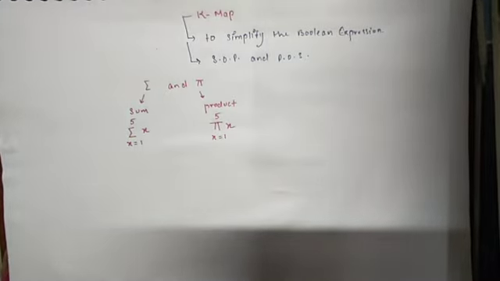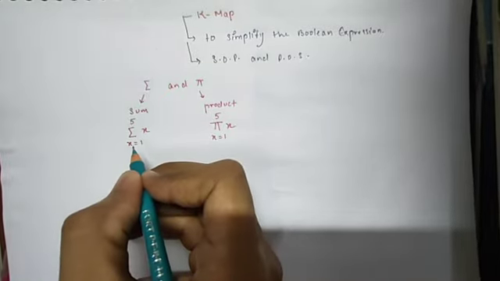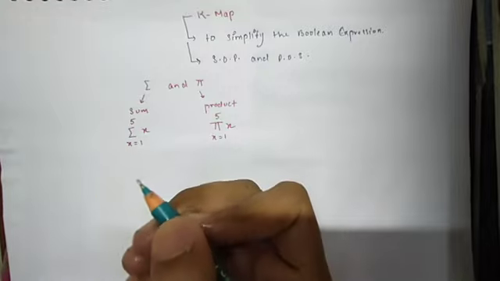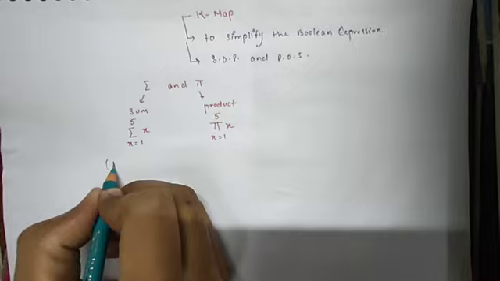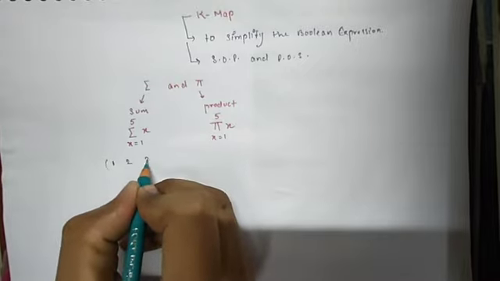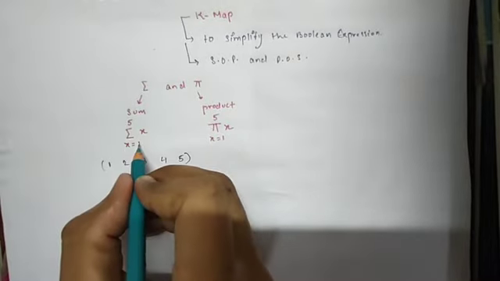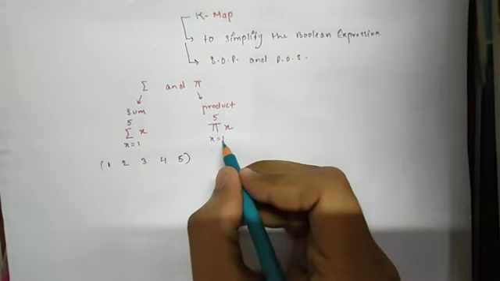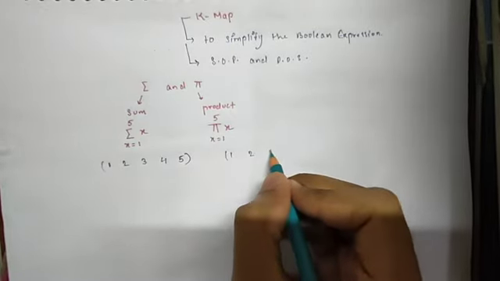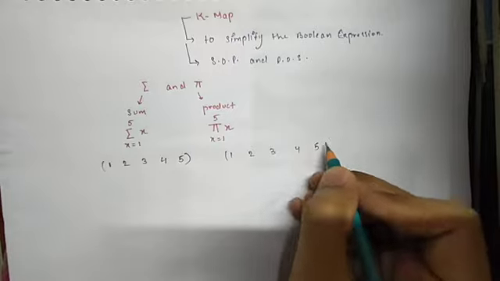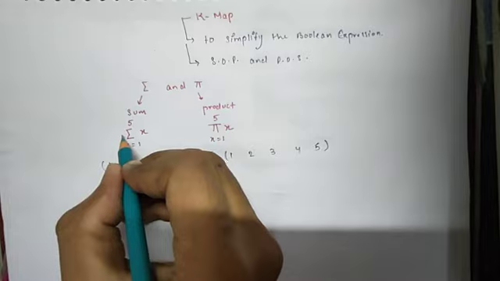What do these two mean? This denotes that we have to take the value x from 1 to 5, all the values from 1 to 5. So let us take 1, 2, 3, 4 and 5. Here also the same, we have to take from 1 to 5 all the values: 1, 2, 3, 4 and finally 5.